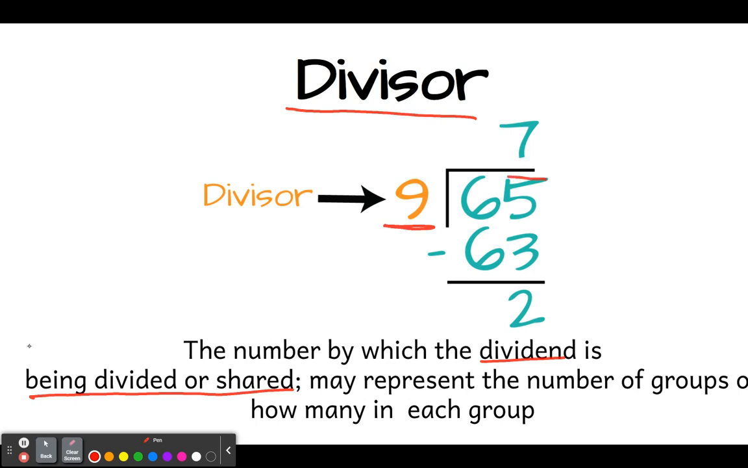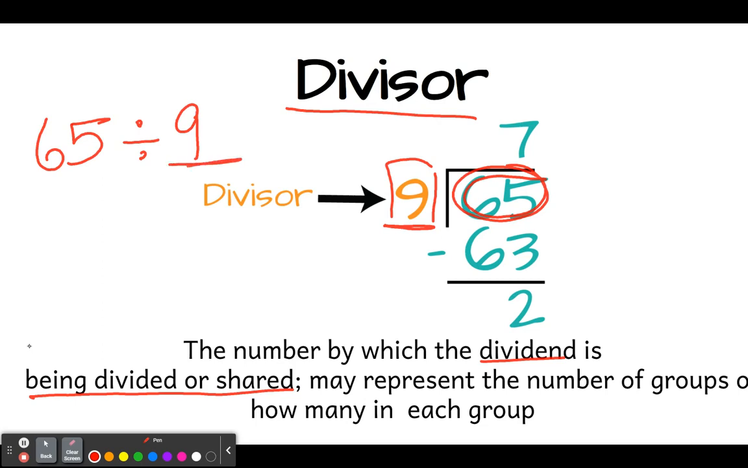The dividend is the number that we have, the total number of objects we have, but the divisor is what we are dividing by. So if we see it in the standard algorithm form, the 9 is our divisor. So we'll see it written like that when we do long division. Or we will also see division sometimes written like this. There's multiple ways we'll see division, but when we see it like this, 9 is our divisor. That is the number we are dividing our number by.